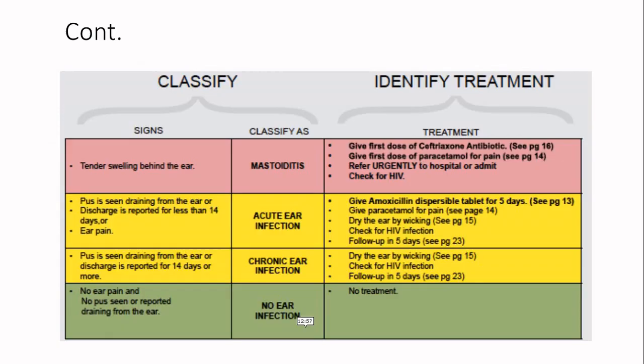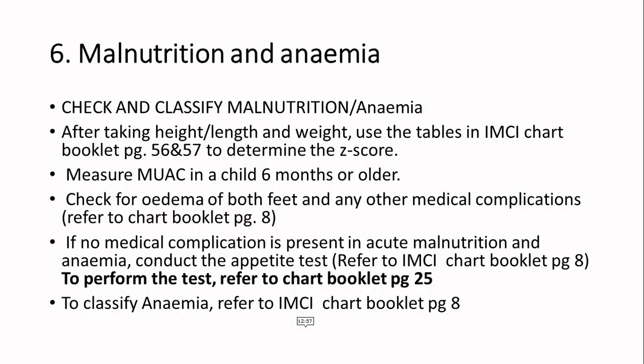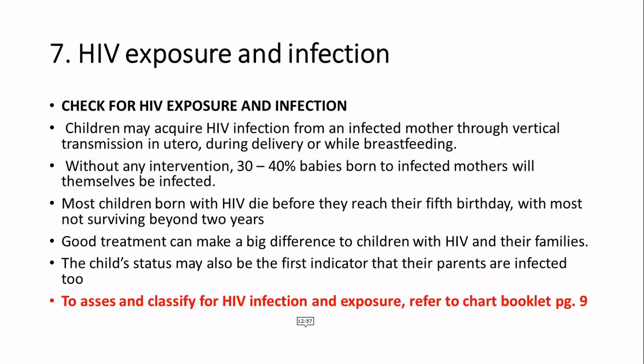6. Malnutrition and anemia. Check and classify malnutrition/anemia. After taking height/length and weight, use the tables in IMCI chart booklet to determine the Z-score. Measure MUAC in a child 6 months or older. Check for edema of both feet and any other medical complications. 7. HIV exposure and infection. Check for HIV exposure and infection. Children may acquire HIV infection from an infected mother through vertical transmission in utero, during delivery or while breastfeeding.